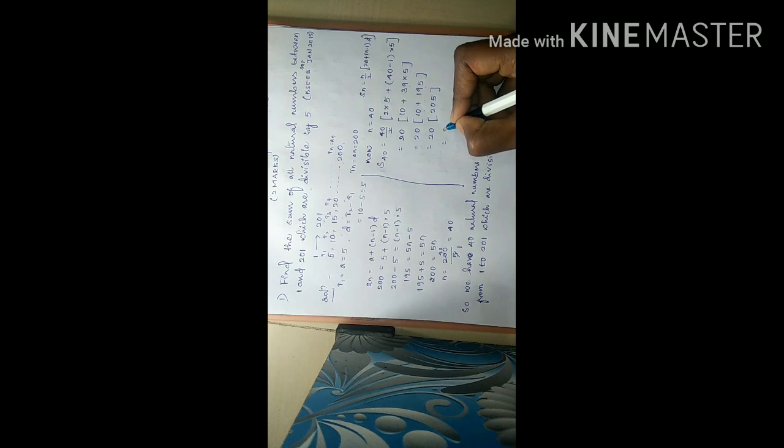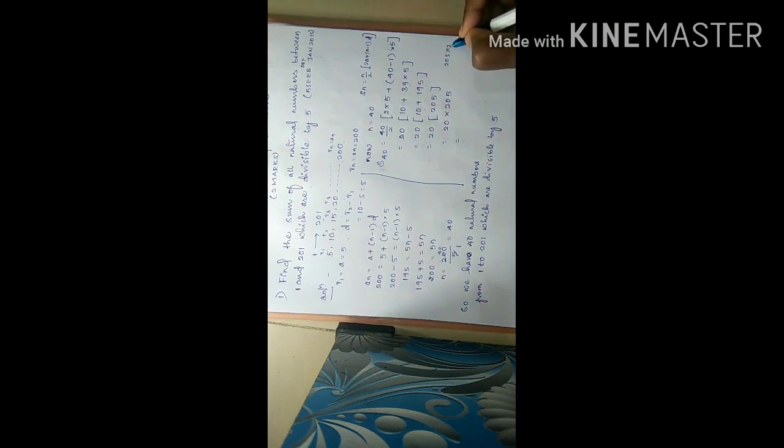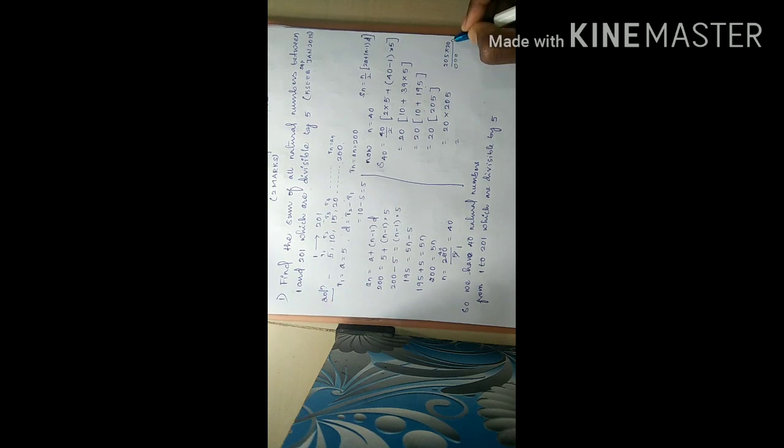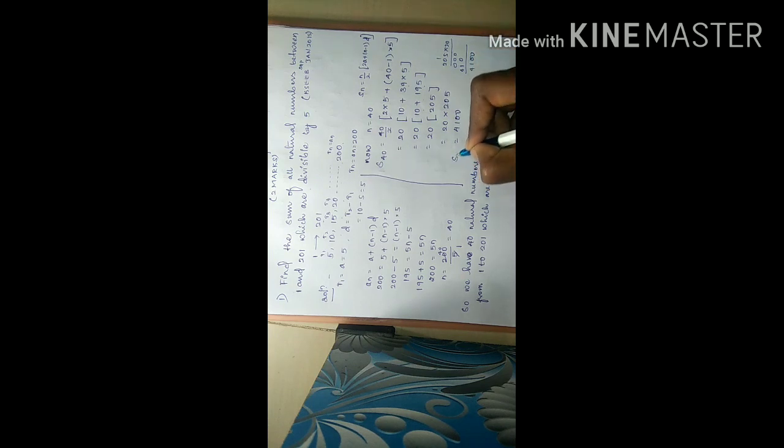Now 20 into 205 is equal to, multiply here, 2 5s are 10, 2 2s are 4, that is 4100. Therefore, the sum of 40 natural numbers is 4100. That is the numbers which are divisible by 5 from 1 to 201.